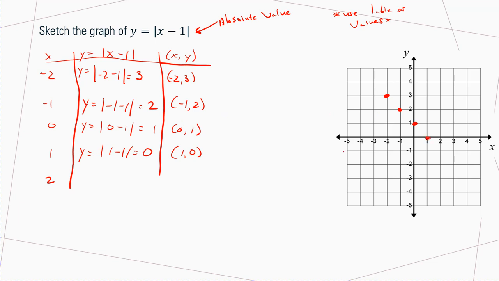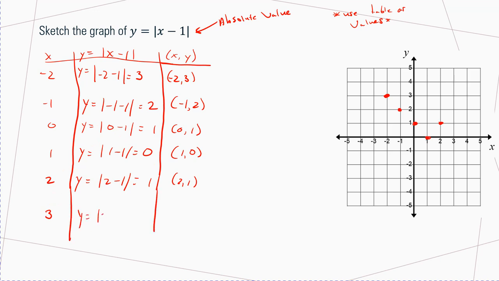So you can kind of see a pattern here, right? But now watch what happens here. This is 2 minus 1. That's 1. The absolute value of 1 is just 1. And all of a sudden, it changes. All right? So what I want to do here is I want to be sure. Okay? So what I'm going to do is I'm going to pick another value here just to see if the pattern continues.